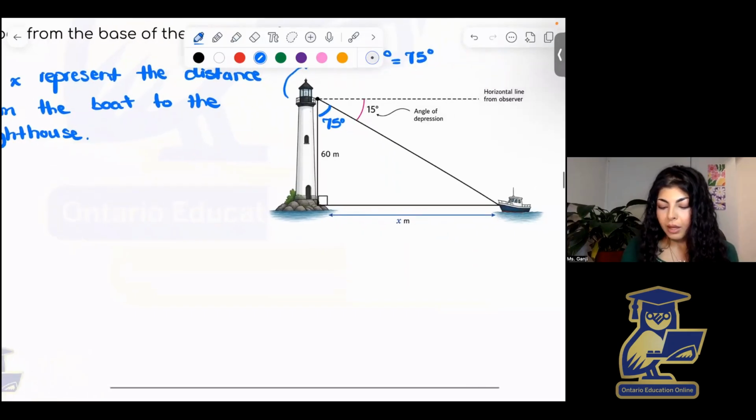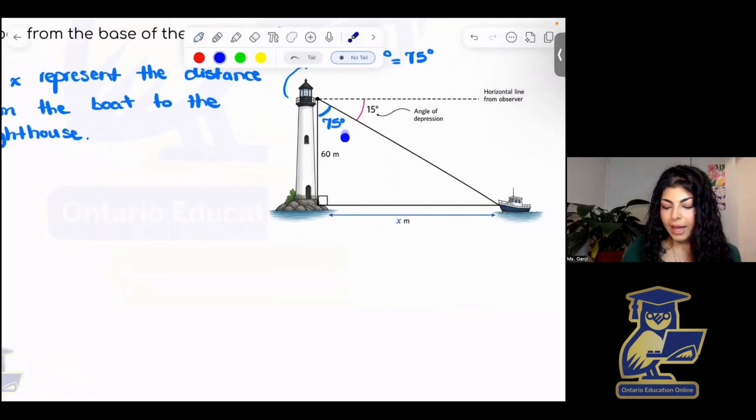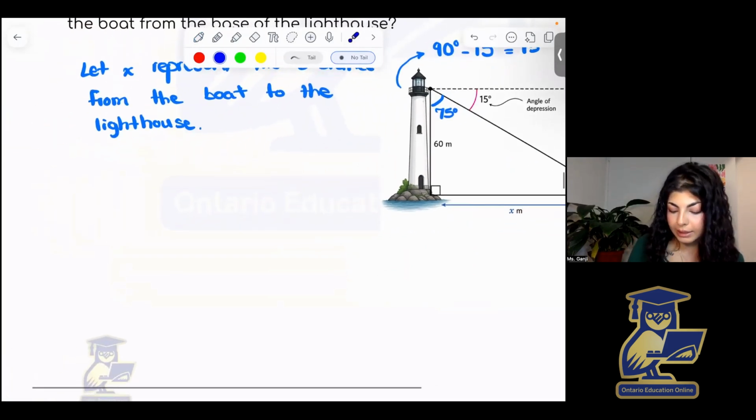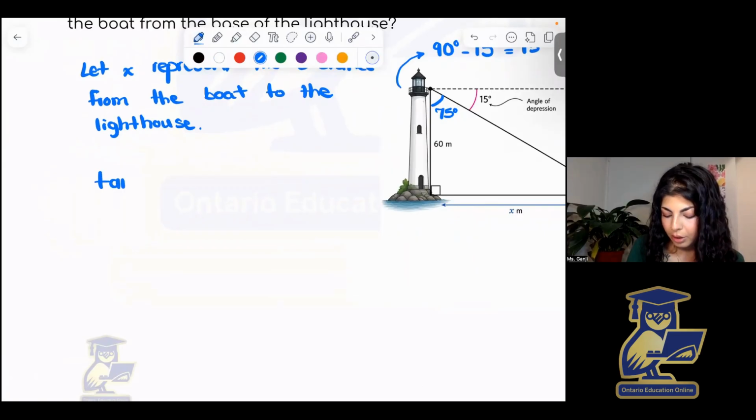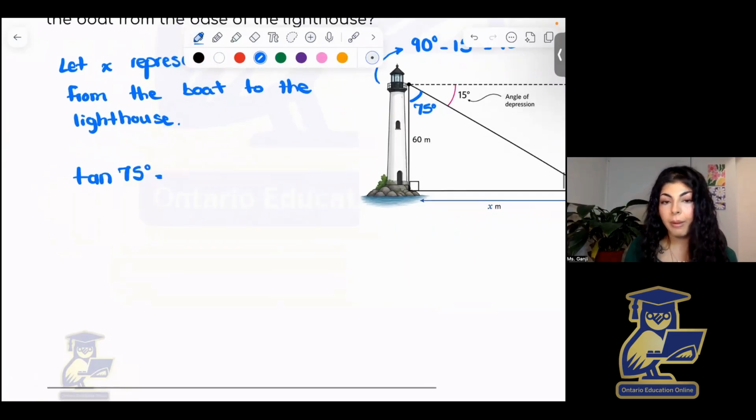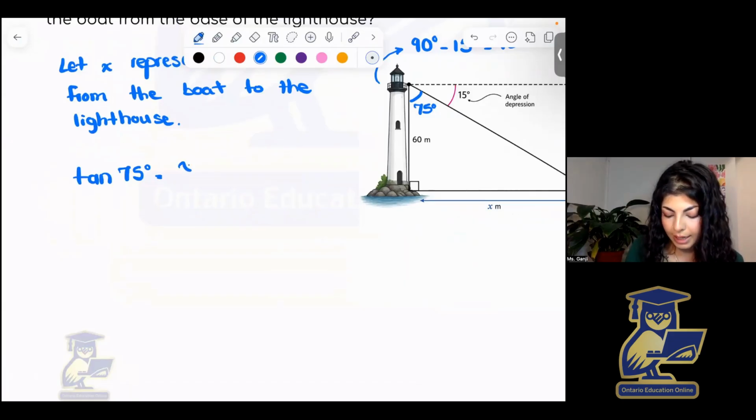So now I am solving for this x. I have this angle here and I have this side length. With respect to this angle, the two side lengths that I have and want are the opposite and adjacent. So this is also a case of tangent. So tangent of 75 degrees is going to be, remember, TOA, opposite over adjacent. In this case, opposite is x over adjacent, which is 60 meters.